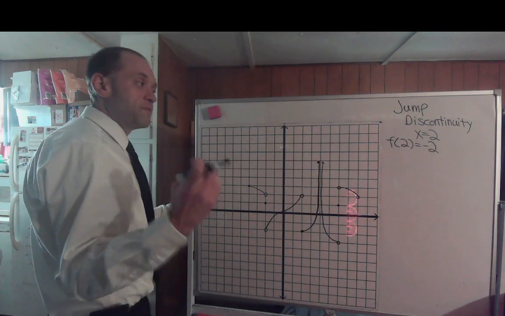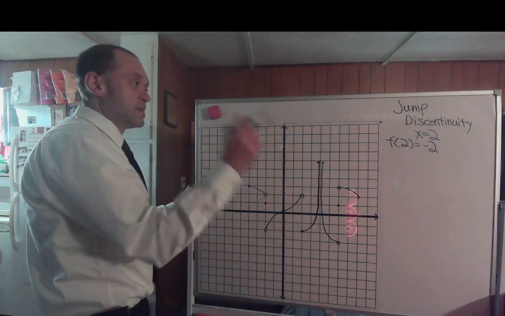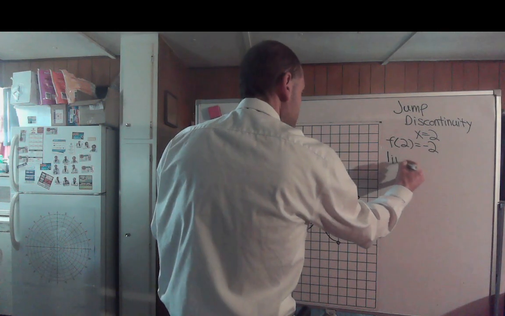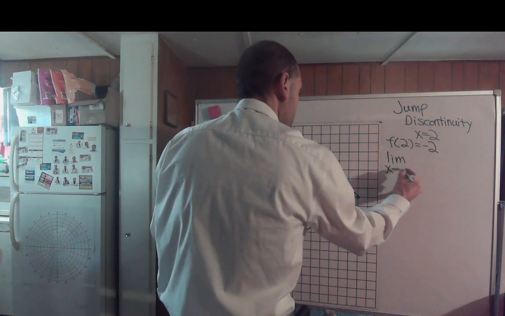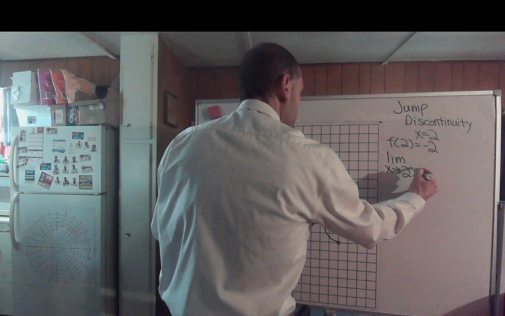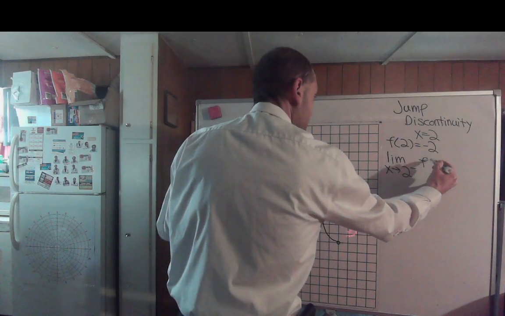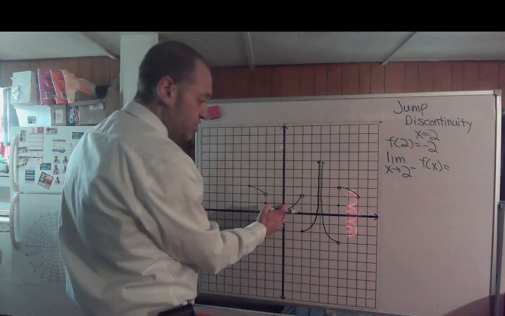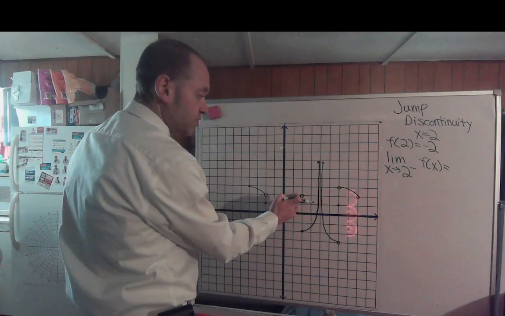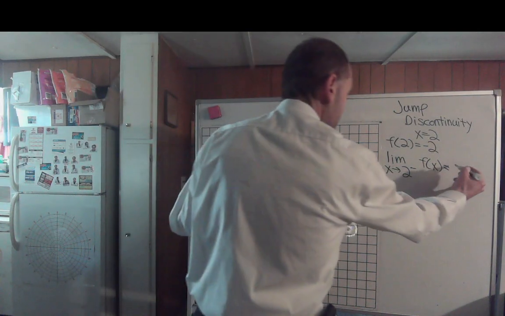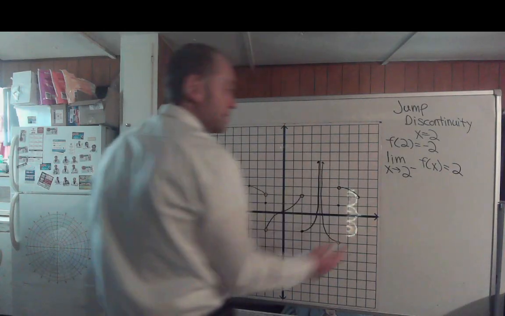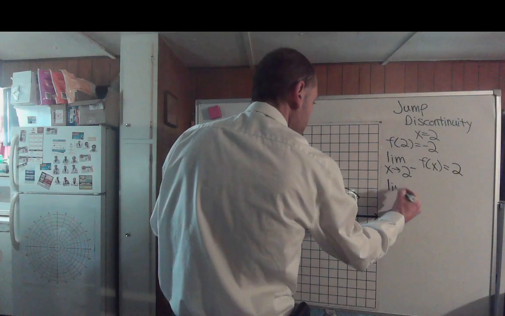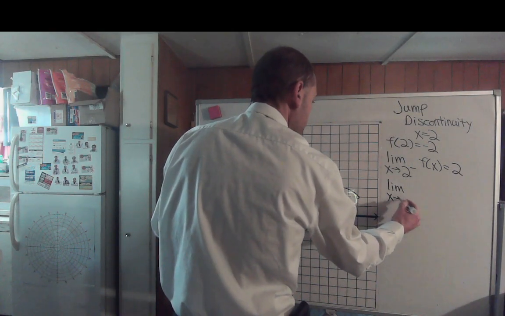Now that we have found the f of 2 value itself, let's evaluate the limits. So let's take the limit as x approaches 2 from the left of this function. So if you approach 2 from the left, you'll get closer and closer to that y value of 2. So the left-handed limit at x equals 2 is 2. Now what about the right-handed limit as x approaches 2?